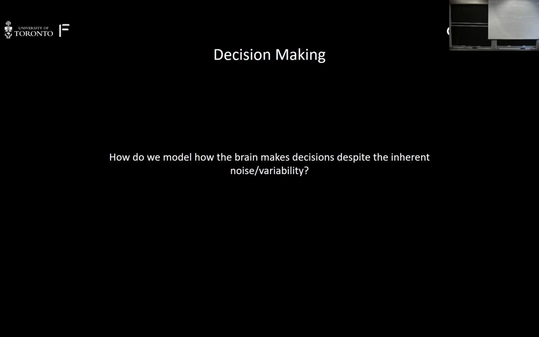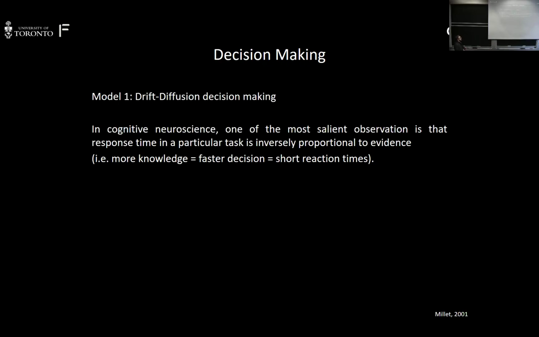But the general question is this: how do we model the brain? How do we even think about how to model the brain when it's making decisions, particularly given that there's a variety of sources of noise and variability in the information that we get, and to some extent the machinery of the decision-making process itself? So the classic model in cognitive psychology for modeling perceptual decision-making is called the drift diffusion model, or the DDM.